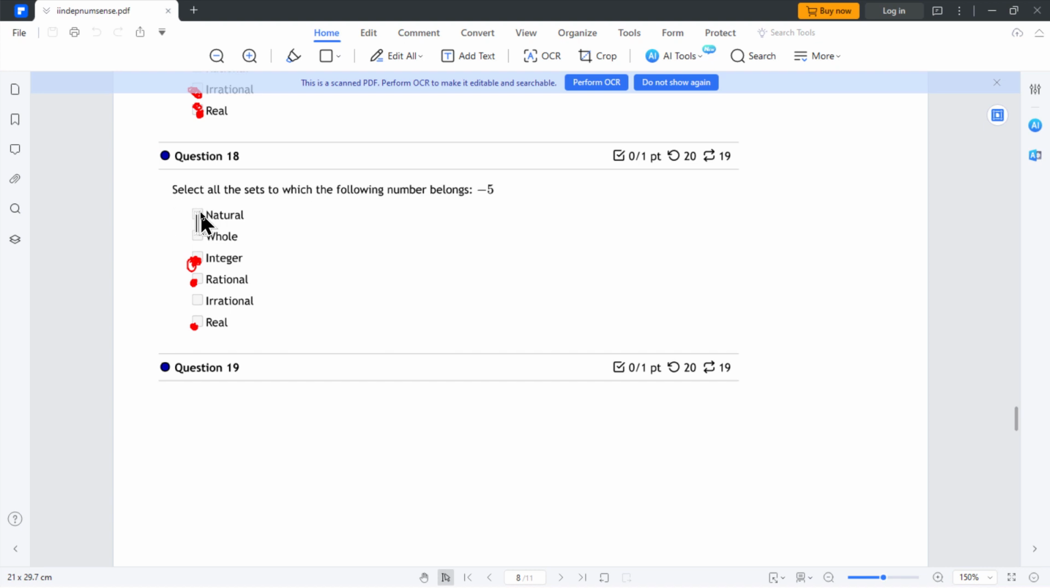-5. Is that a natural number? No, it's not. Is it a whole number? No, it's not. It is an integer. -5 is an integer, and it is a real number.